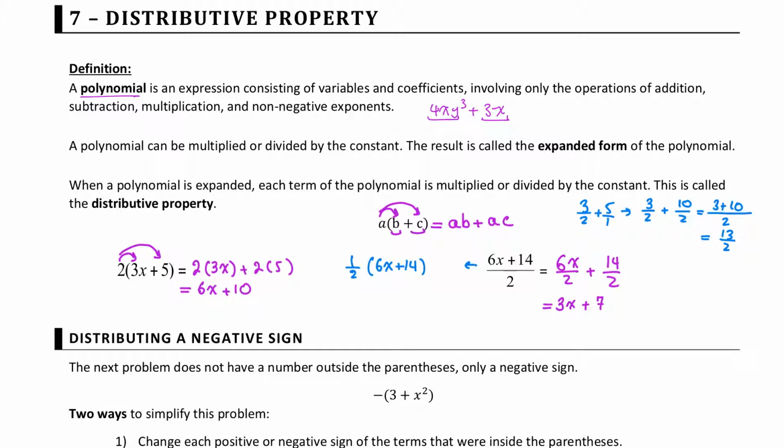And if I were to use distributive property here, I could also do it this way. This is just another form of doing the same question. 1 over 2 times 6x plus 1 over 2 times 14. And that's the same as saying 1 over 2 times 6x is the same as 6x divided by 2, which is 3x, plus 14 divided by 2, which is 7.